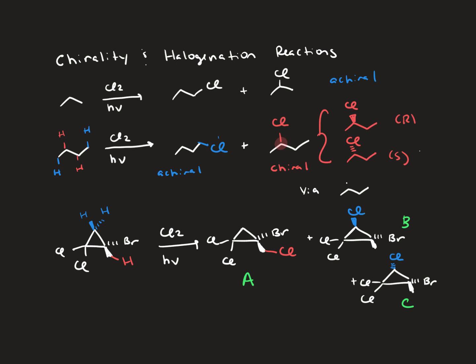Now, if we call these three products A, B, and C, A and B are constitutional isomers, or structural isomers. They have different connectivity. A and C, structural isomers, different connectivity. B and C are not enantiomers because they are not mirror images. This second chiral center is the same in both. So B and C are diastereomers because they differ in their stereochemistry, but they are not mirror images. Remember these terms from Organic 1.